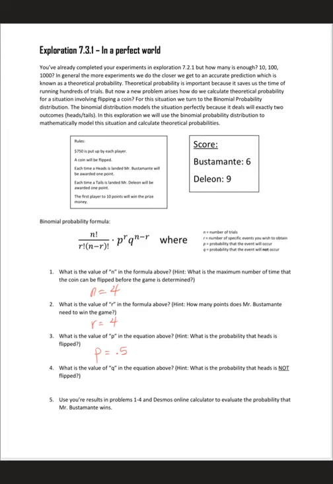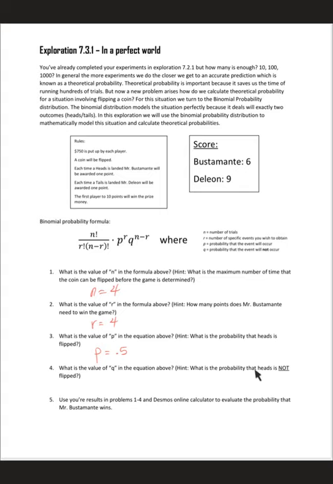So again, we're tackling this probability problem from Mr. Bustamante's perspective. It could also be done from Mr. DeLeon's, but we're just going to look at my perspective first. That's why we're calculating the probability of heads, and we're asking these questions about Mr. Bustamante. What is the value of Q in the equation above?